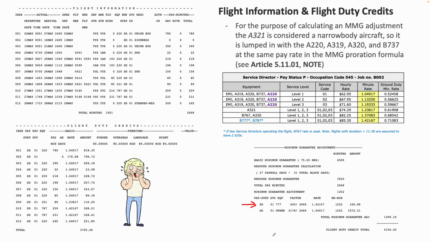We know that for any single purser aircraft, the rate in effect would be approximately $1.42 per minute. And if we look at the flight information activity that I had, that would be indexes 10 and 11. Both of these are domestic flights, Toronto to Calgary and Calgary to Toronto. These both have one service director on board, and these are both 787, which is paid at the same rate as the 777.